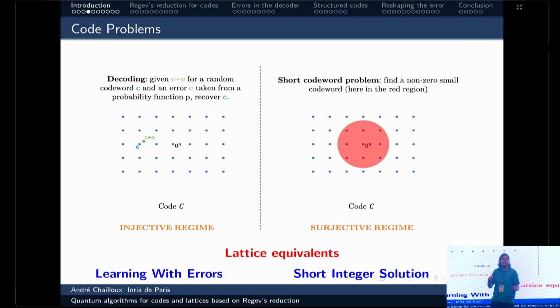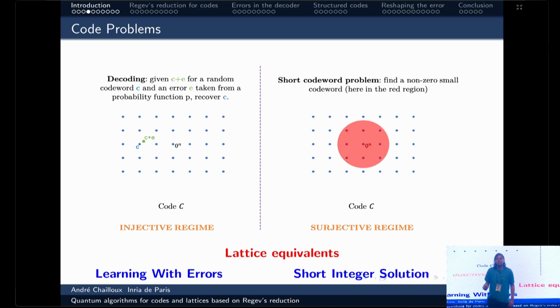You have these two families of problems, and I wrote them as one in the injective regime and the other in the surjective regime. For the first problem, the error will always be small enough that you have one solution which is the closest, so from an information theoretic point of view, you know which code word you come from. On the other side, we're in the surjective regime, because in this red region there's actually an exponential number of solutions to this problem. So this is the parameter regime that we'll be looking at.